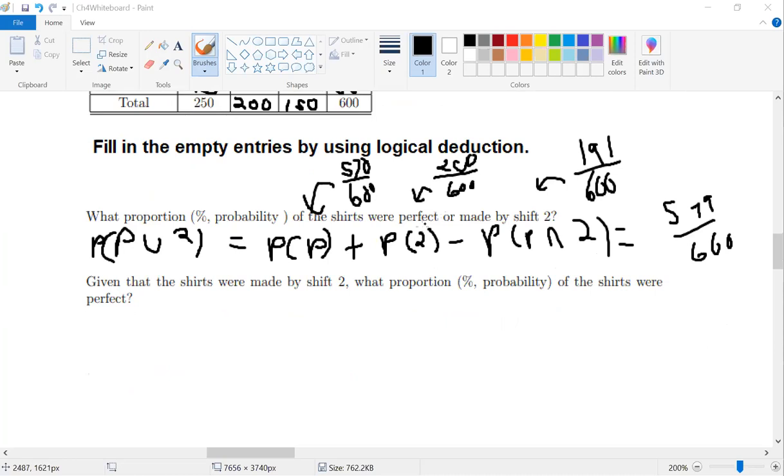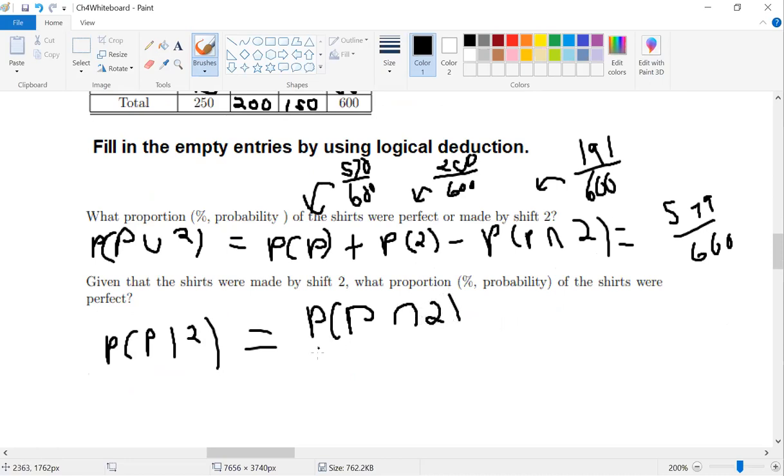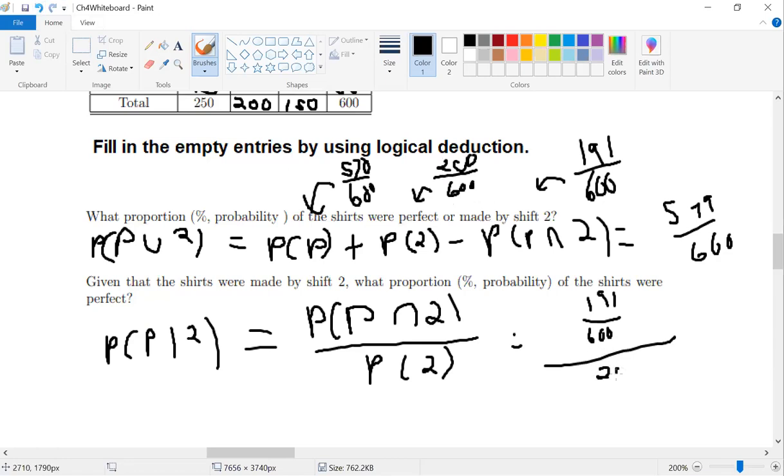So now here we're asking for the probability that a shirt is perfect given that it was made by shift two. And so we recall this is equal to the probability that the shirt is perfect and made by shift two divided by the probability it came from shift two. The probability of perfect and shift two, we already got that, 191 over 600. Now, the probability that it came from shift two, we already calculated, 200 over 600. The 600s will cancel out, so you're left with 191 over 200. For web work, you can enter in the fractions, you can enter in a decimal, whatever works for you.